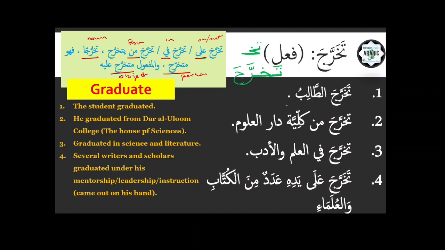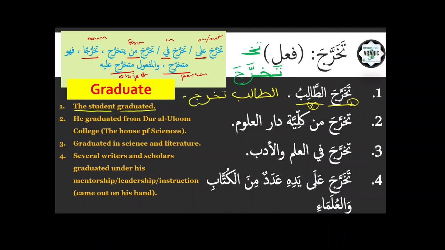تخرج الطالب. تخرج, graduated. He graduated. الطالب. So what you have here is the student comes second in the Arabic sentence, and then graduated comes first in the Arabic sentence. تخرج الطالب. If you switch, nothing is going to change, except you have to keep the definite. الطالب تخرج.